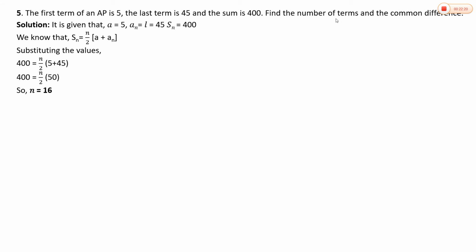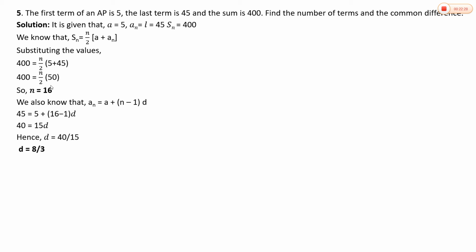You got the value of n here. And next you have to find the value of common difference, D. You can use the An formula here. An is equal to A plus n minus 1 into D, because the nth term is given here. Last term An is 45 is equal to 5 plus 16 minus 1 into D, because n is 16. And if you simplify this, you will get the value of D as 40 by 15, that is 8 by 3.